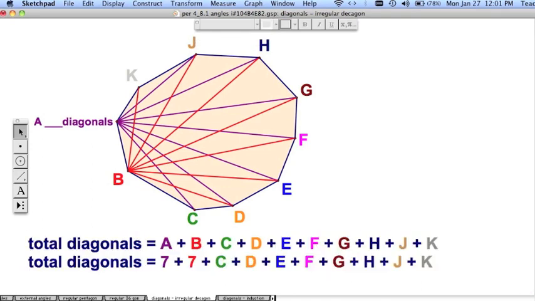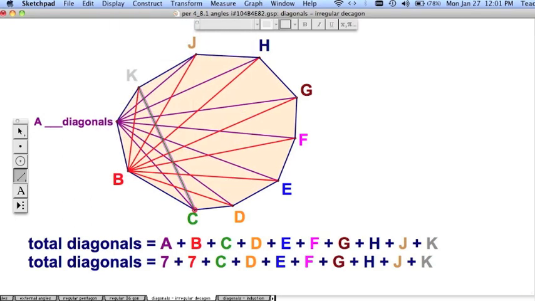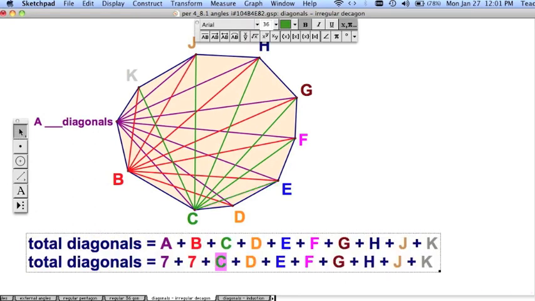But look what happens when I get to Charlie down here in green. CA is already drawn, so I'm going to skip it. I'm going to go CK, change color to green. I'm not going to get 7 greenies. I'm only going to get 6.